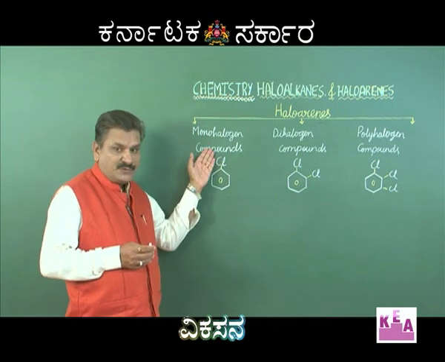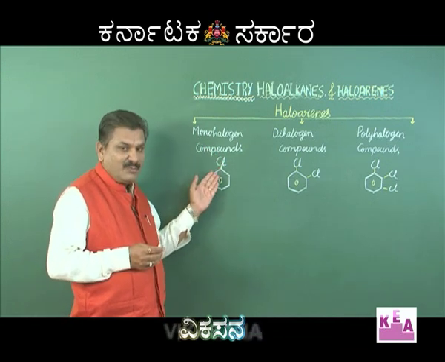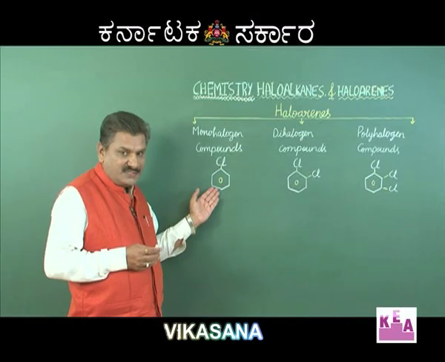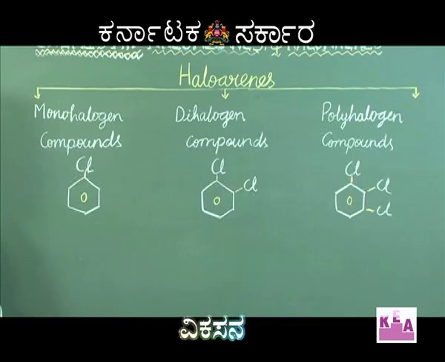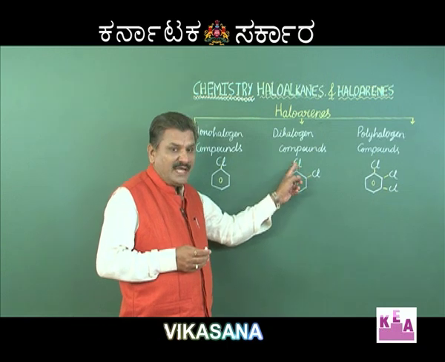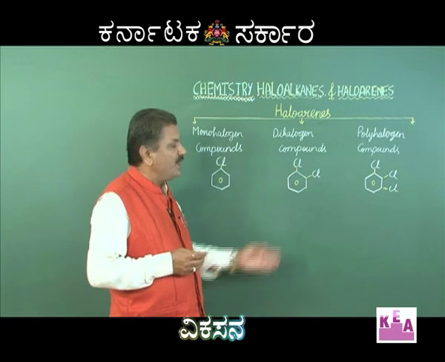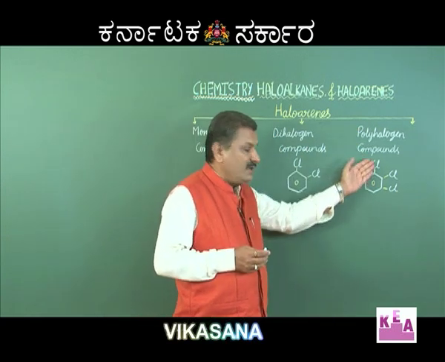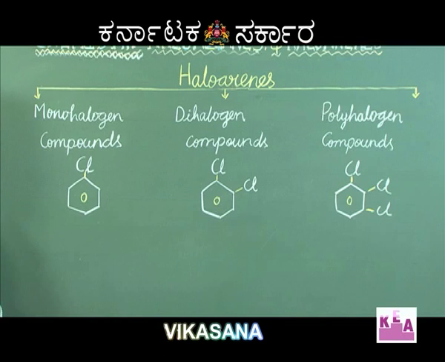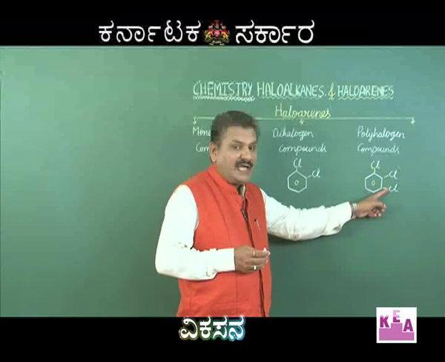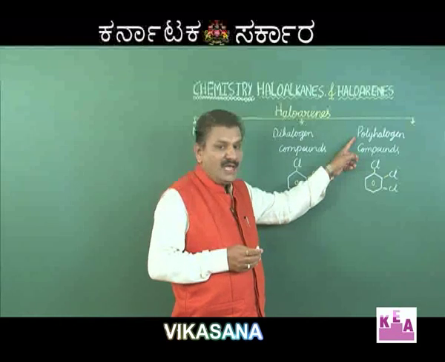In monohalogen compounds, only one halogen atom is present in the aromatic hydrocarbon, this is chlorobenzene. In dihalogen compounds, the two hydrogen atoms from the aromatic hydrocarbon are replaced by halogen atoms. This is orthodichlorobenzene or 1,2-dichlorobenzene, which is a dihalogen compound. In polyhalogen compound, we have 3 or more than 3 hydrogen atoms replaced by halogen atoms. So, this is 1,2,3-trichlorobenzene, which is a polyhalogen compound.